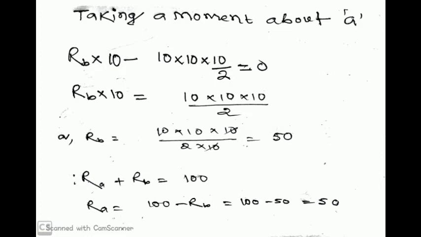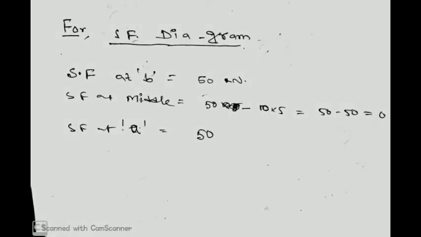In a similar manner we can find the value of SF, and after that the value of BM. How can we find the SF? How can we find the BM? Then for the SF diagram, if we see the previous diagram, we can see that the SF at B is equal to how much?